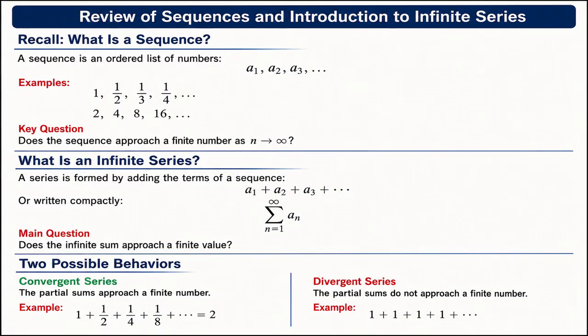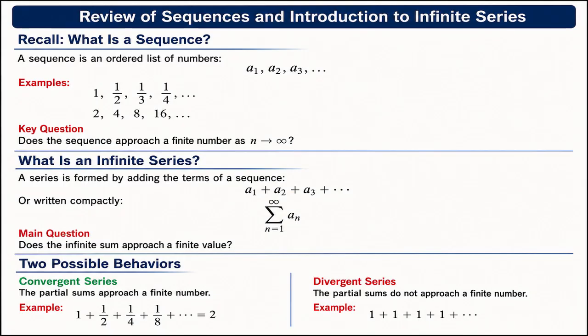A sequence is simply an ordered list of numbers. For example, 1, 1/2, 1/3, 1/4, and so on. Or another sequence like 2, 4, 8, 16, and so on. The main question for sequences is, does the sequence approach a finite number when n becomes very large?